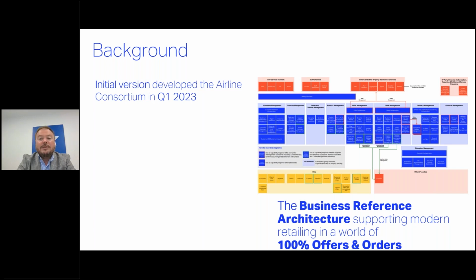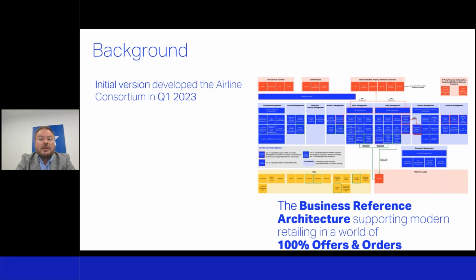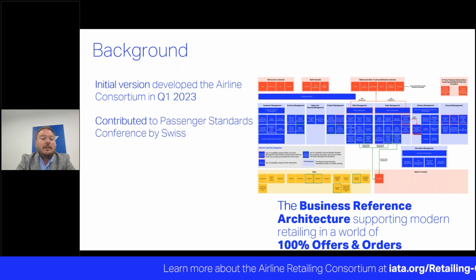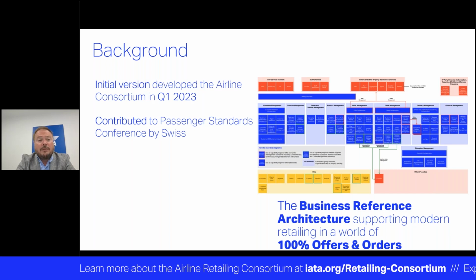You can't see much on this particular picture, but trust me, we will get into the details of each of the boxes that is identified here. But this is just to give you an idea of how it came about and how the industry came up with this. Now, the initial version of this reference architecture was devised by the Airlines Consortium back in early 2023.